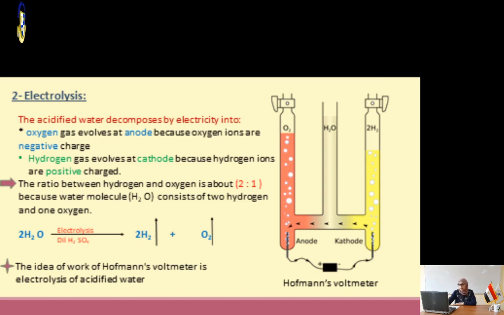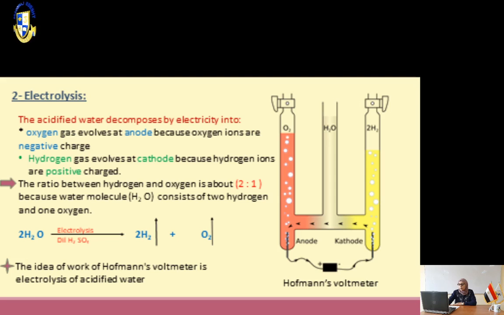As shown here in the figure, in the Hofmann voltameter, we added some water and put H2SO4. Why did we add H2SO4? Because pure water is a bad conductor of electricity. Here, H2O electrolyzes and we would dilute H2SO4. What will happen? It will give hydrogen plus oxygen.